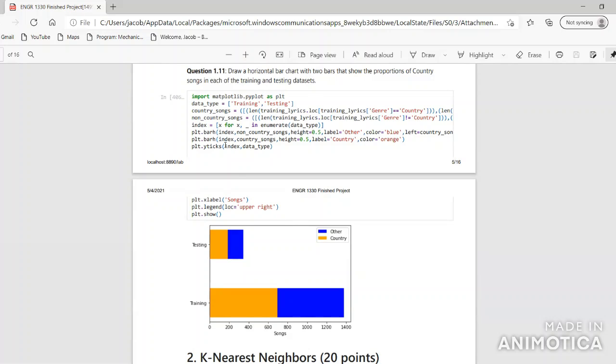Yeah, and the visualization would be these lines. So we're plotting one bar for non-country songs, and then another one for country songs. Oh, those are the labels, I believe. Oh no, yeah, they are. Okay, I see what you meant.